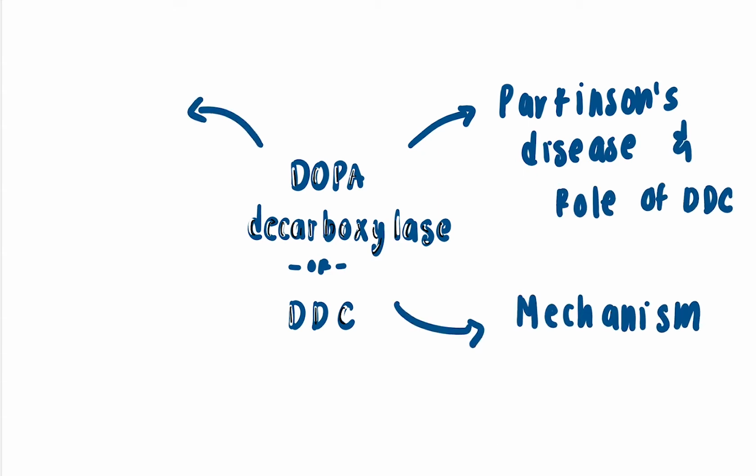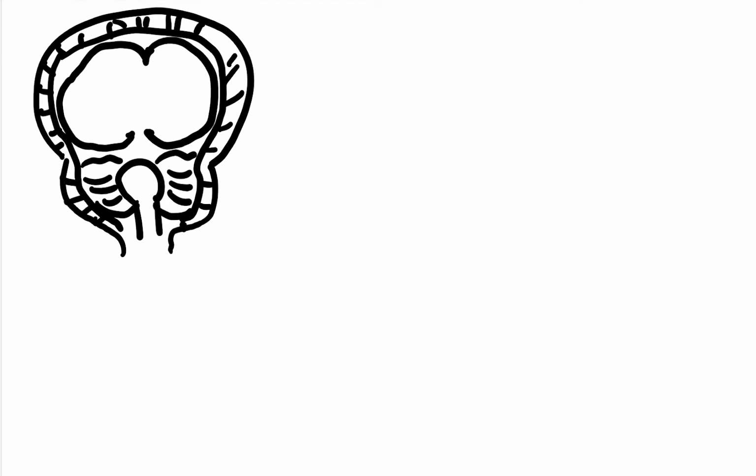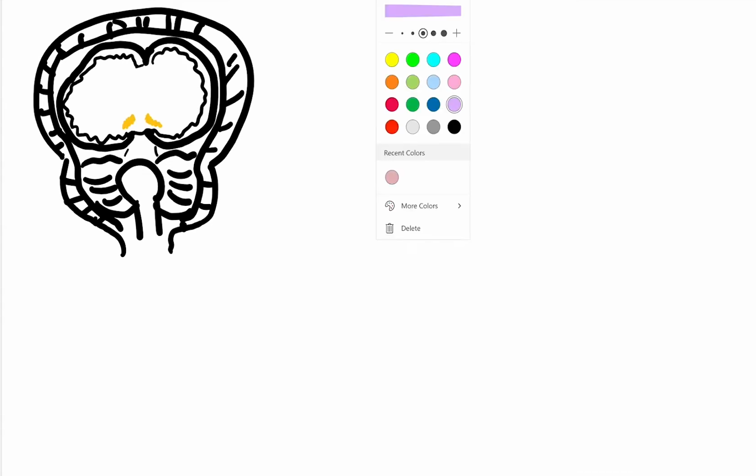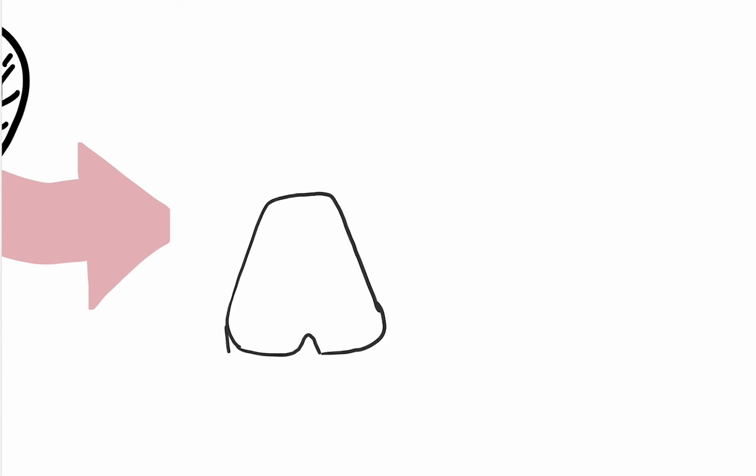The mechanism, we'll go ahead and explain that. Also the drug and inhibitors that are used and other information. Starting off, we'll talk about Parkinson's disease. So this is thought to be caused by the deficiency of dopamine in the brain due to the deterioration of dopamine producing cells. In this case, dopamine rich areas, for example, like I'm drawing here, is the substantia nigra.